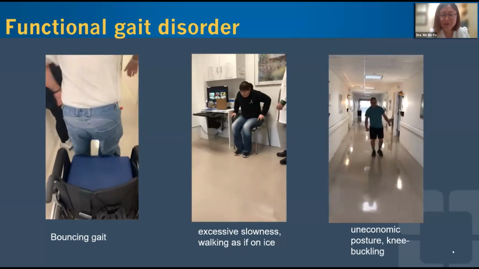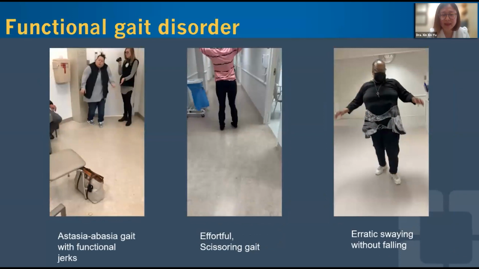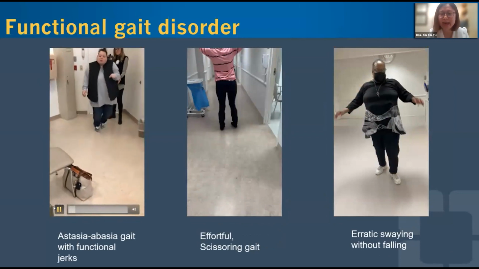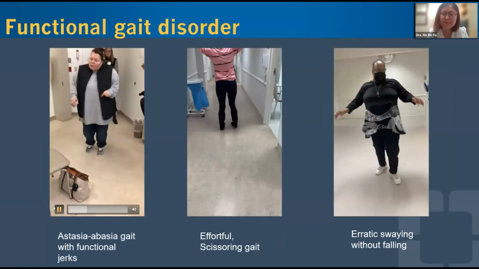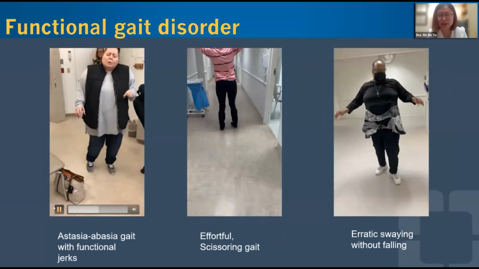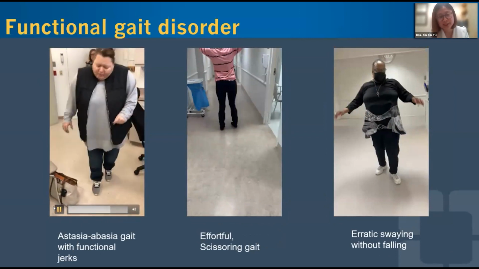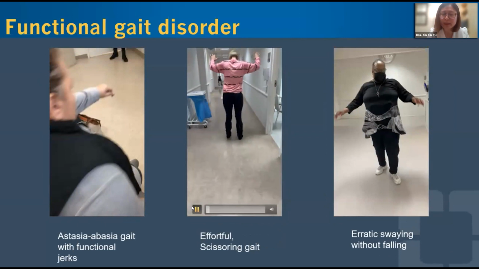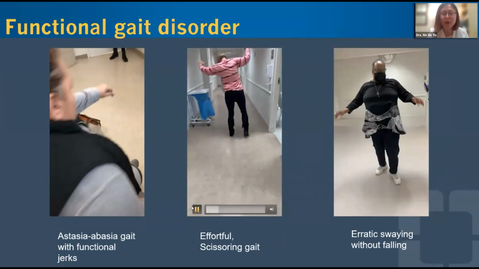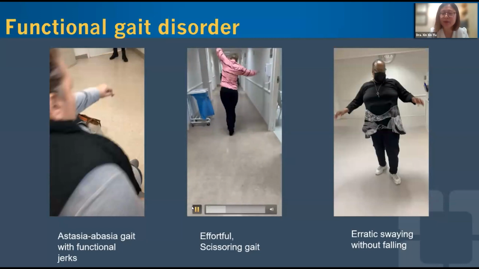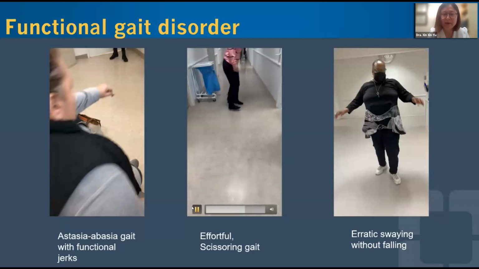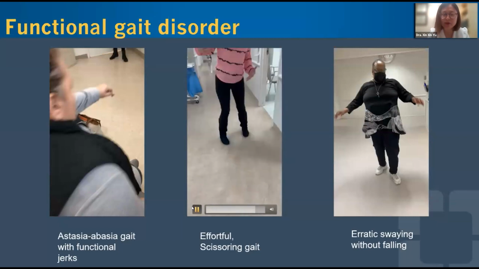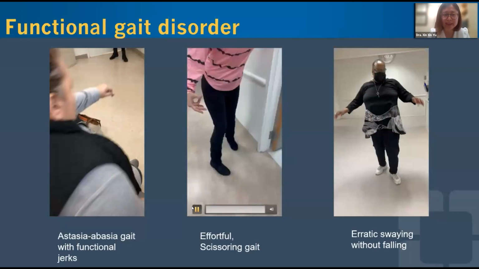And here are some other presentations as well for functional gait disorder. Astasia-abasia, for example, is highly suggestive of functional gait disorder. And it may be accompanied by other FMD phenotypes, such as, in this case, functional jerks that you can see. Sometimes patients may demonstrate effortful gait and may even show a huffing and puffing sign as a result of the exaggerated efforts. And as you can see, when this person turns around, you'll also see the scissoring gait, which is also a feature of functional gait.